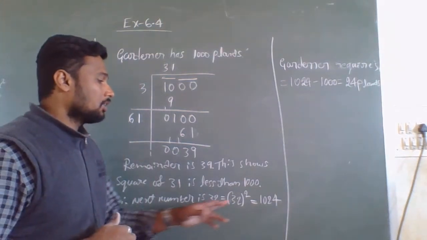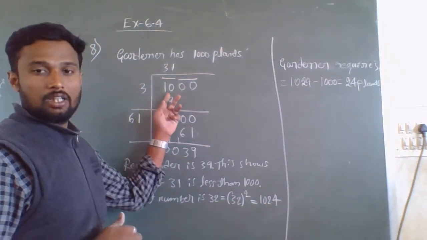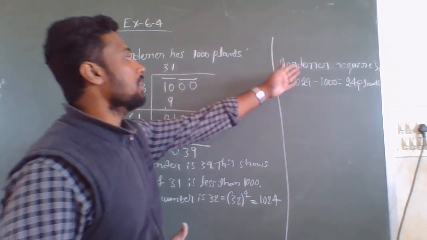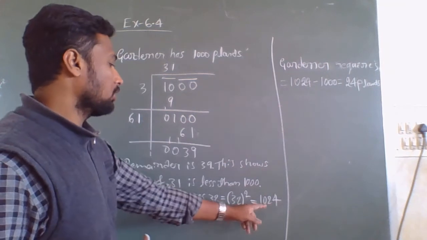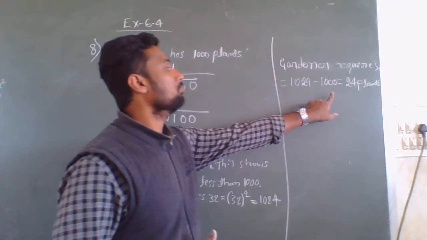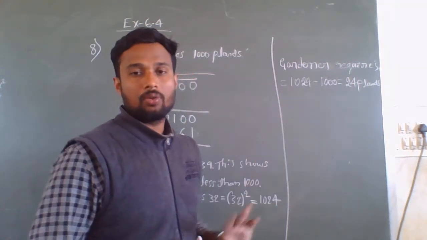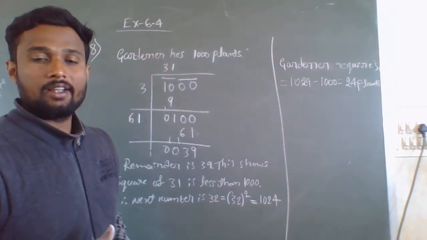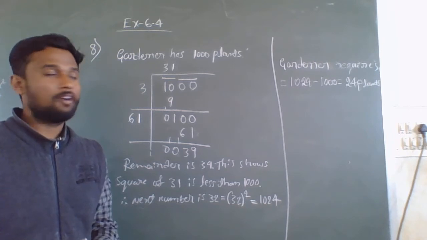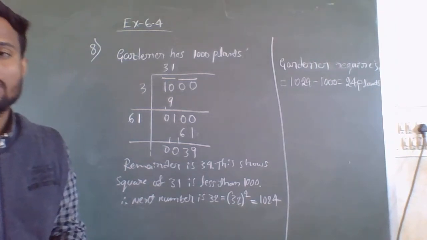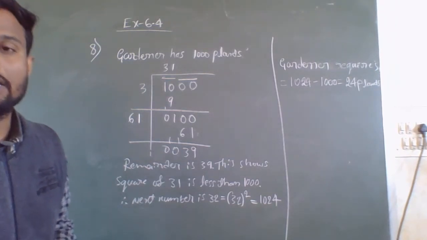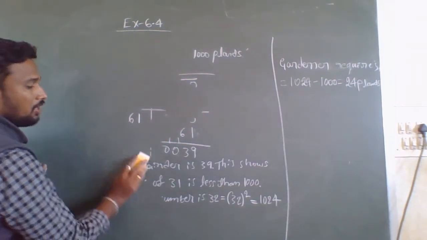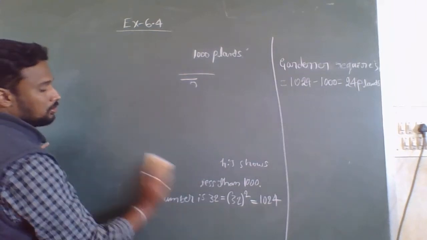So here 1024, but he has 1000 plants. So how many plants does the gardener still require? 1024 minus 1000, what will we get? 24. He has to add 24 plants to get the number of rows equal to the number of columns. Clear? So now I will move to the next one, the ninth problem, which is the last problem of exercise 6.4 and of chapter 6 also.